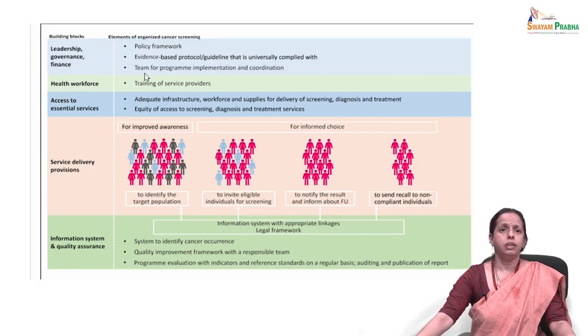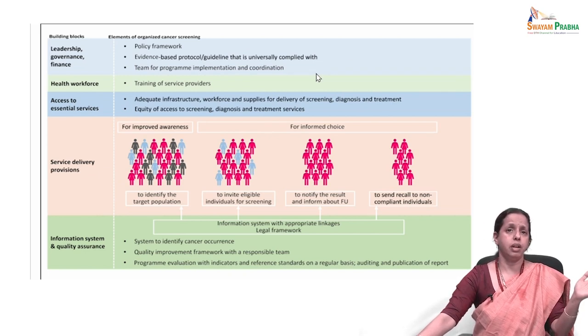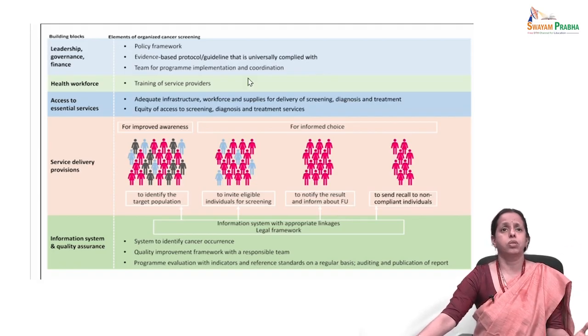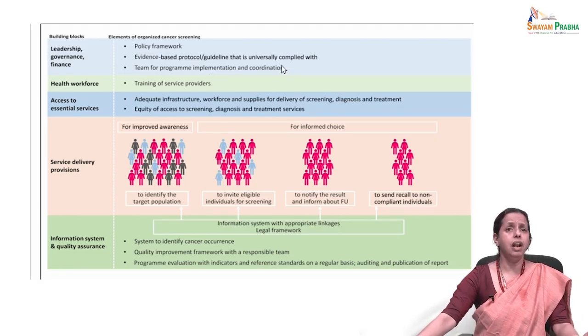Then, do you have a team? Do you have a hierarchical, structured team for implementation and coordination of the screening? For example, you want to screen, say, 20,000 women in a particular region or in the whole state of Tamil Nadu. Do you have proper program guidelines, implementation and coordination?